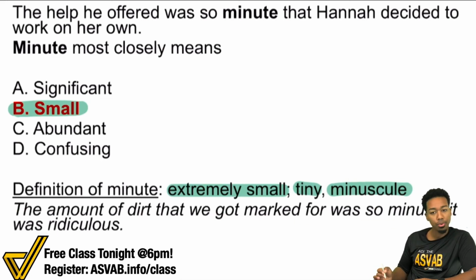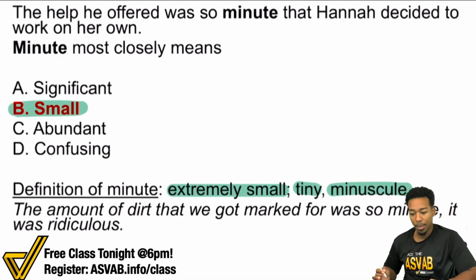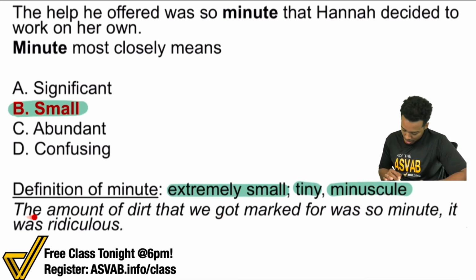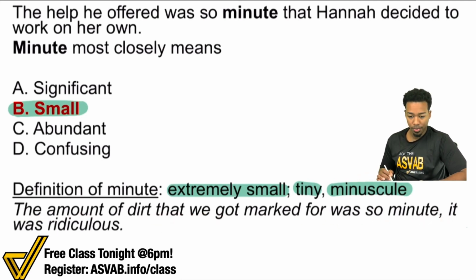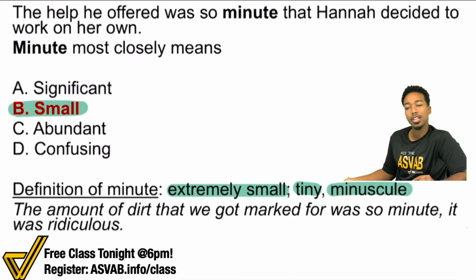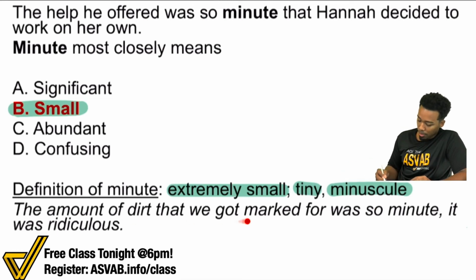Let's read through here. The amount of dirt that we got marked for was so minute, it was ridiculous. So I'm not sure what the context is here. It sounds like maybe they were trying to avoid getting dirty, or maybe they were being judged on being dirty. But the amount of dirt that we got marked for was so small, it was ridiculous. So it sounds like they were committing a crime, maybe.